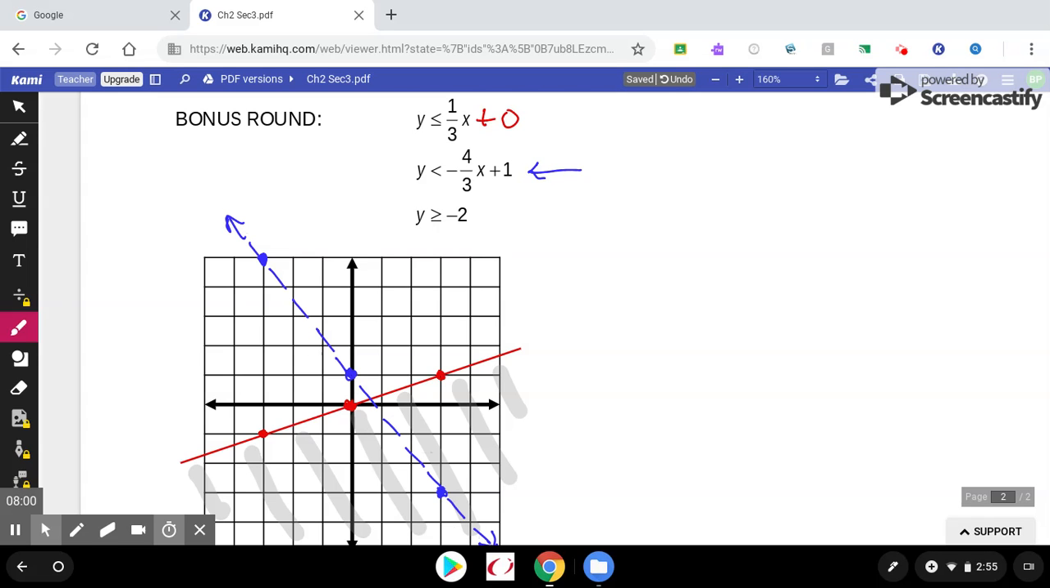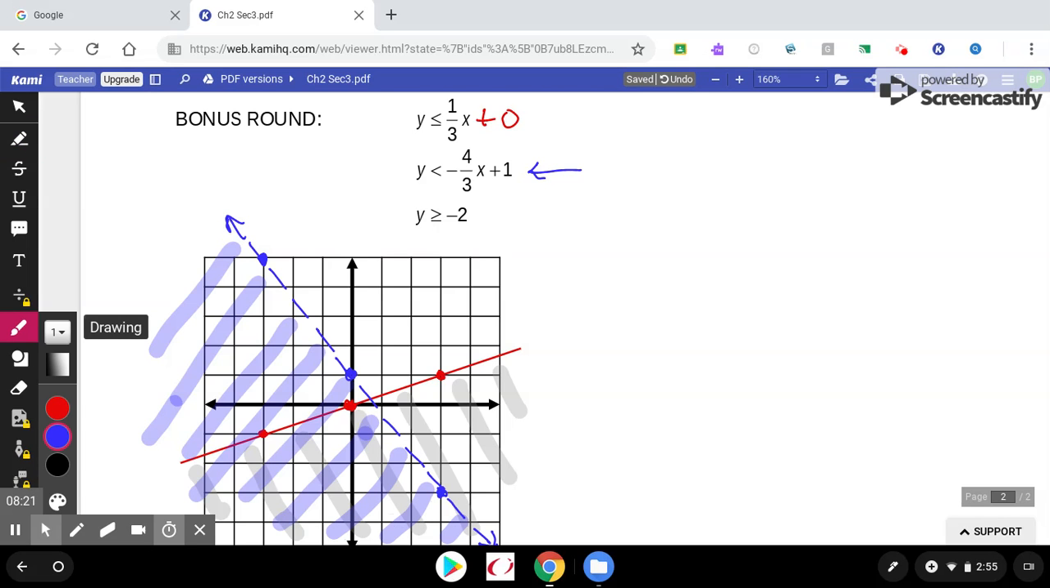Got him. That guy's less than. If he's less than, I want to shade underneath my blue line. So if all we were doing was those 2, then that bottom section would be where the answer is, because that's where my 2 shades overlap. But we've got one more to go.